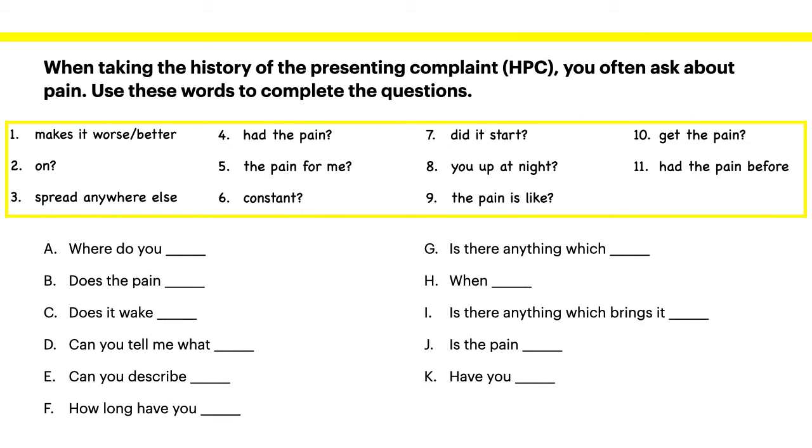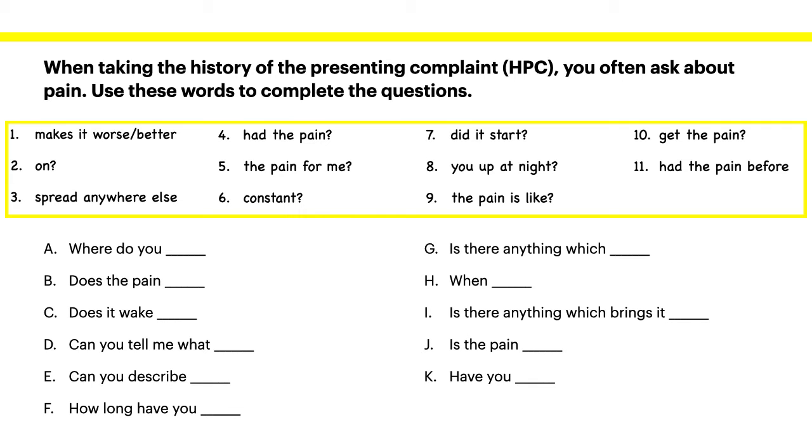When you're taking the history of the presenting complaint, the HPC, you often ask about pain. Let's use these words to complete the questions. So we have number 1, makes it worse or better. Number 2, on. Number 3, spread anywhere else. Number 4, had the pain. Number 5, the pain for me. Number 6, constant. Number 7, did it start?